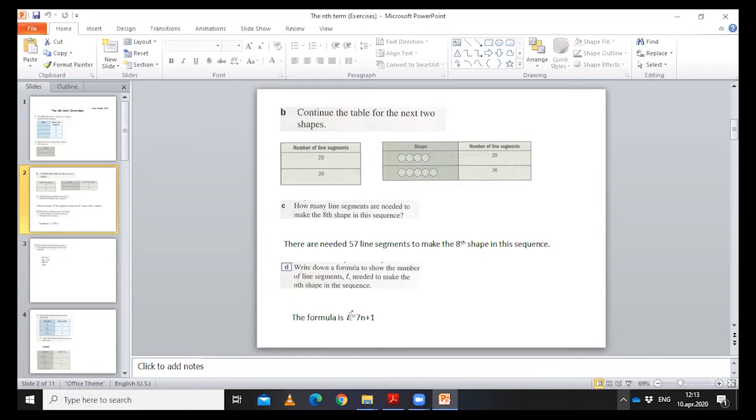So 7 times 1 plus 1 for the first position, 7 times 2 plus 1 for the second position, which corresponds to 15, 7 times 3 plus 1, 21 plus 1, 22 for the third position, and so on. Okay, that's why we use this formula in order to find the number of line segments needed to make the nth shape in the sequence.